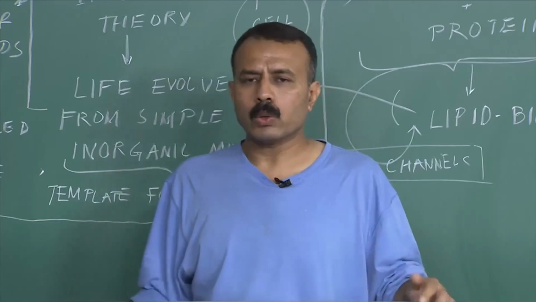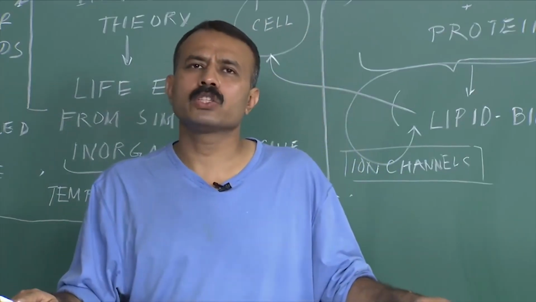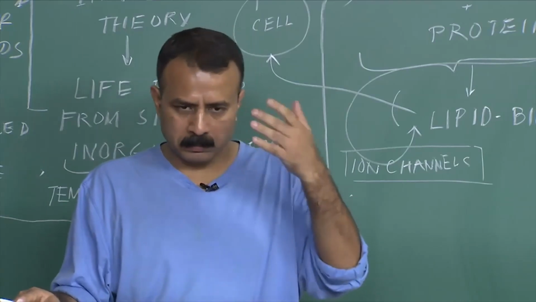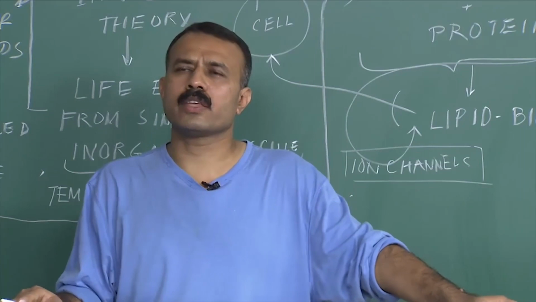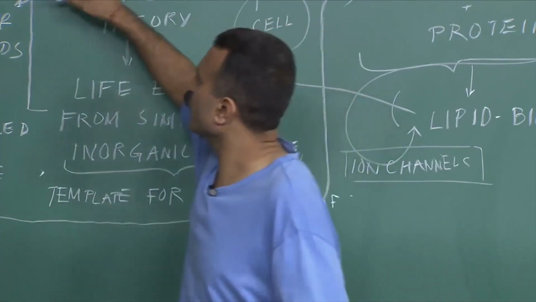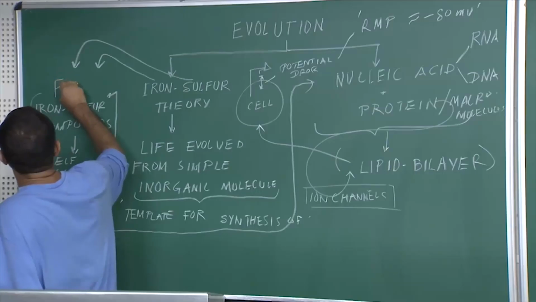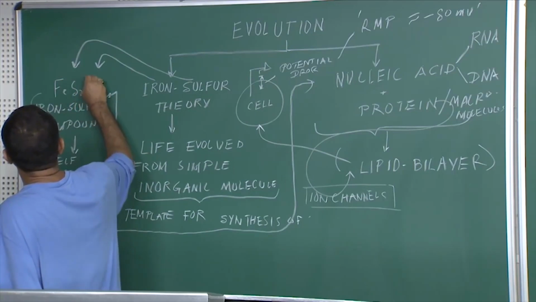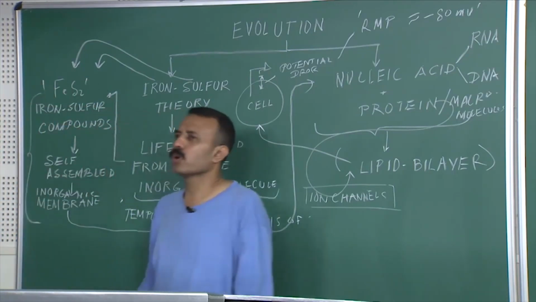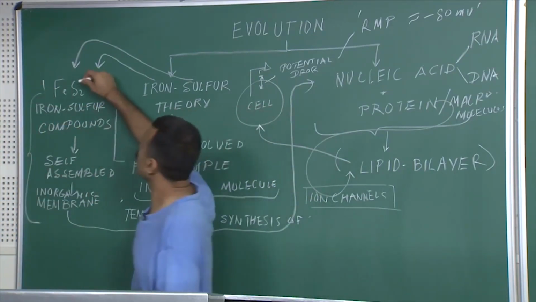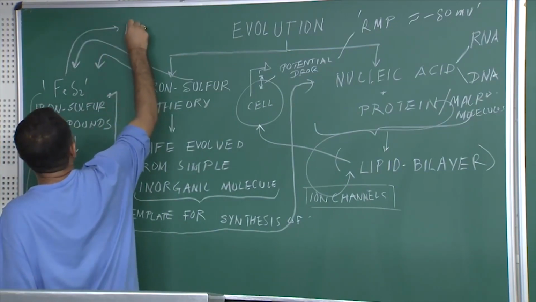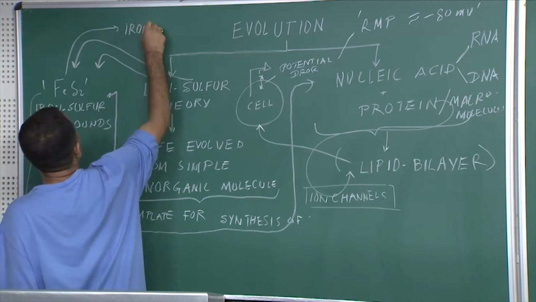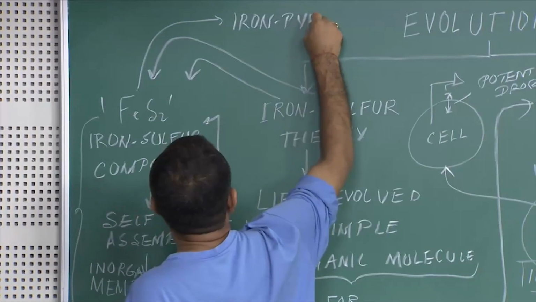Okay. So, one of the molecules which has remained in the center stage of the iron sulfur theory is FeS2, which is also commonly called iron disulfide, because there are two sulfur, or iron pyrite.